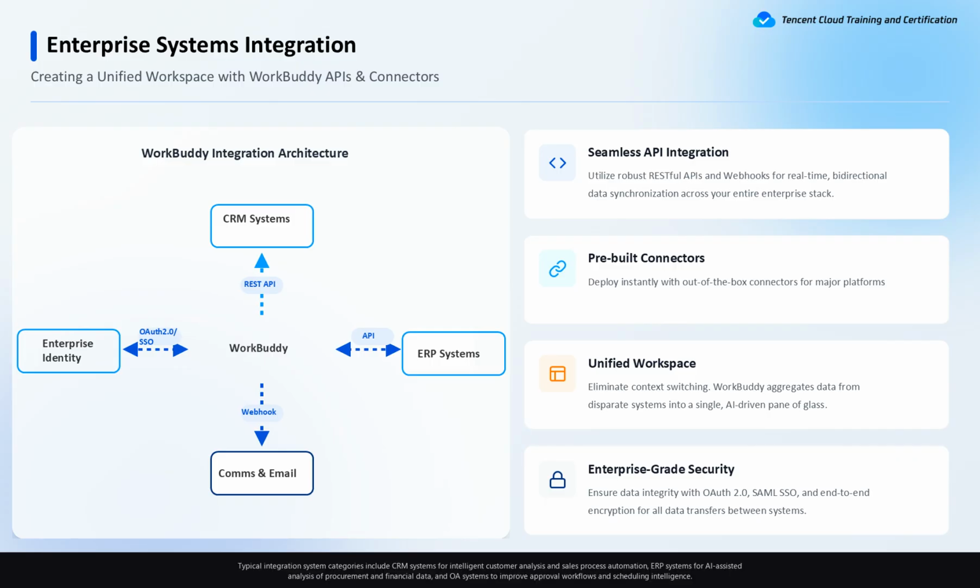Typical integration system categories include CRM systems for intelligent customer analysis and sales process automation, ERP systems for AI-assisted analysis of procurement and financial data, and OA systems to improve approval workflows and scheduling intelligence. WorkBuddy's positioning is not to replace existing enterprise systems. It adds an AI intelligence layer on top, generating greater value from existing digital investments. This is a low-risk, high-return AI adoption path.